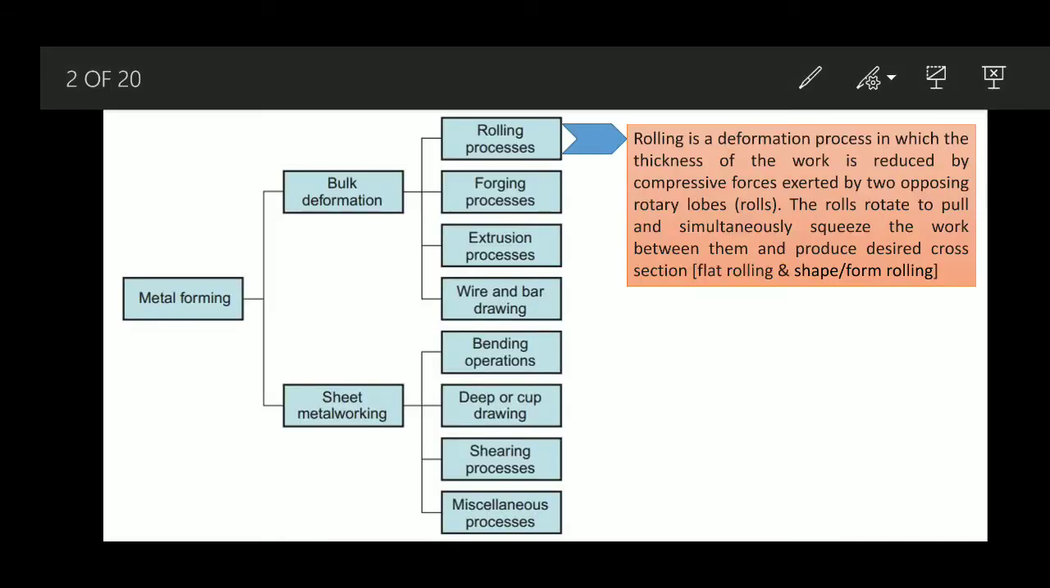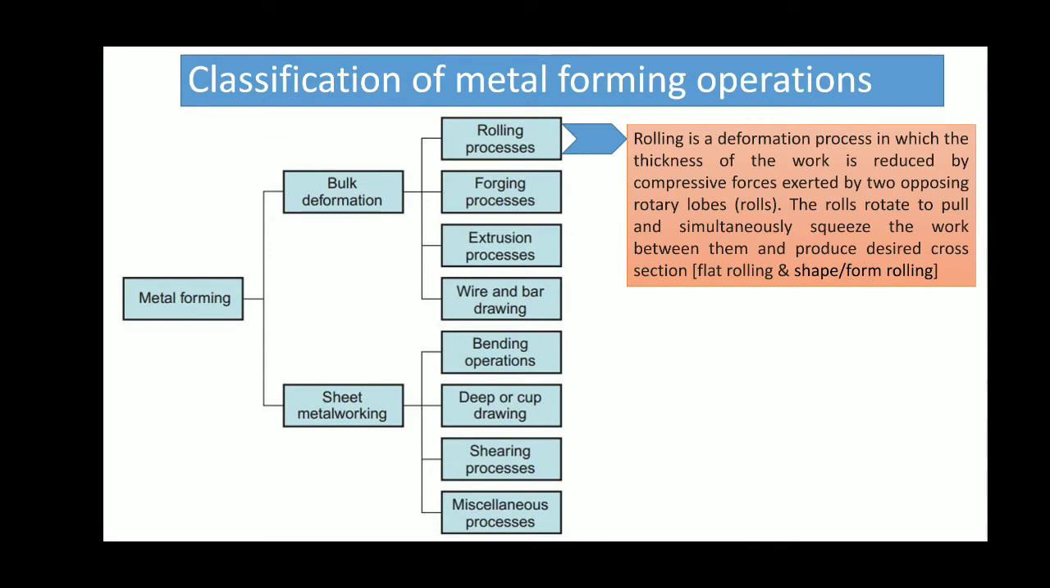From our previous knowledge we already know about the classification of different forming processes. There we have seen that metal forming can be categorized under bulk deformation processes and sheet metal working processes. Under bulk deformation processes we have already seen the surface area to volume characteristics. Under that, we have discussed the rolling process, forging process, extrusion process, etc. This rolling process we are going to discuss in detail in this particular part.